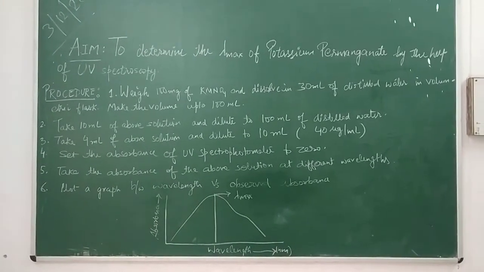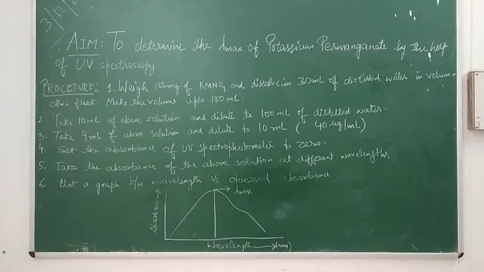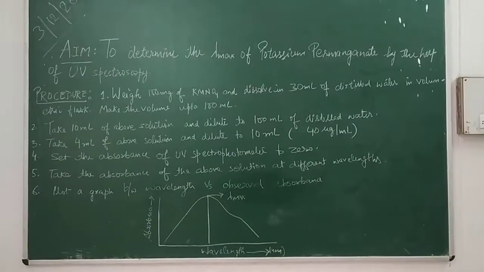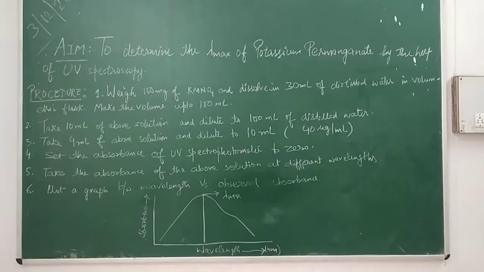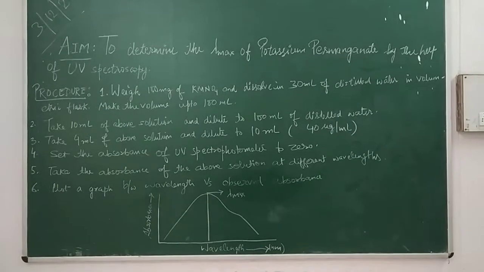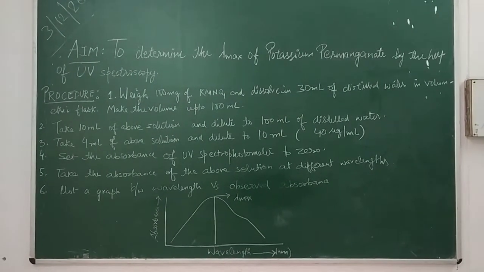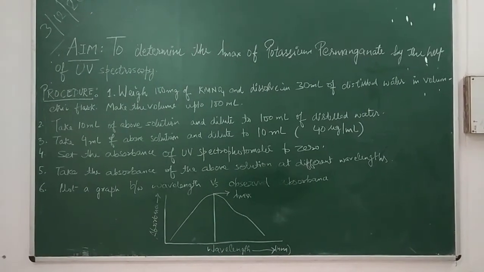Before starting our practical, we need to understand the definition of lambda max. Here, lambda stands for the wavelength and max stands for maximum wavelength. It doesn't mean that it should be the longest wavelength. The very first mistake students make is to confuse lambda max with maximum wavelength. It doesn't mean it should be the strongest or the longest wavelength.